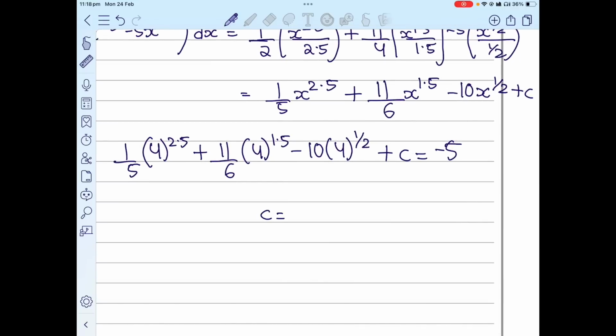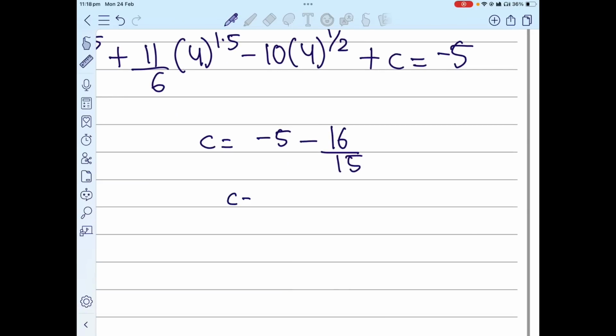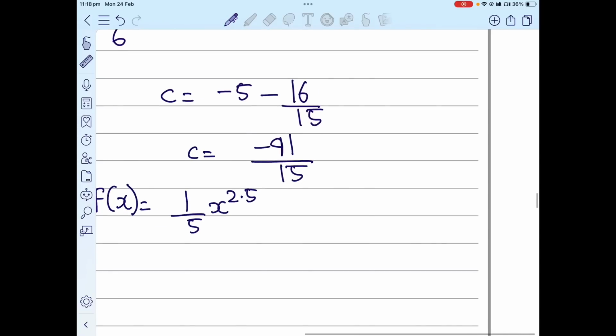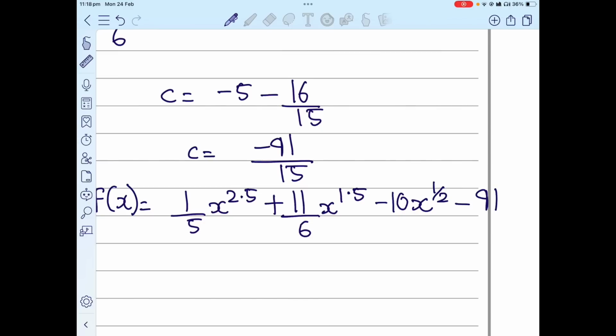So to get the value of c, you would just add all of these up and take it to the other side, which is negative 5 minus 16 over 15, because the sum of the other side was 16 over 15. So this c value is negative 91 over 15. And after that, we just simply write it down. F of x can be given as 1 over 5 x raised to 2.5 plus 11 over 6 x raised to 1.5 minus 10x raised to half minus 91 divided by 15. So that is how I got this answer.